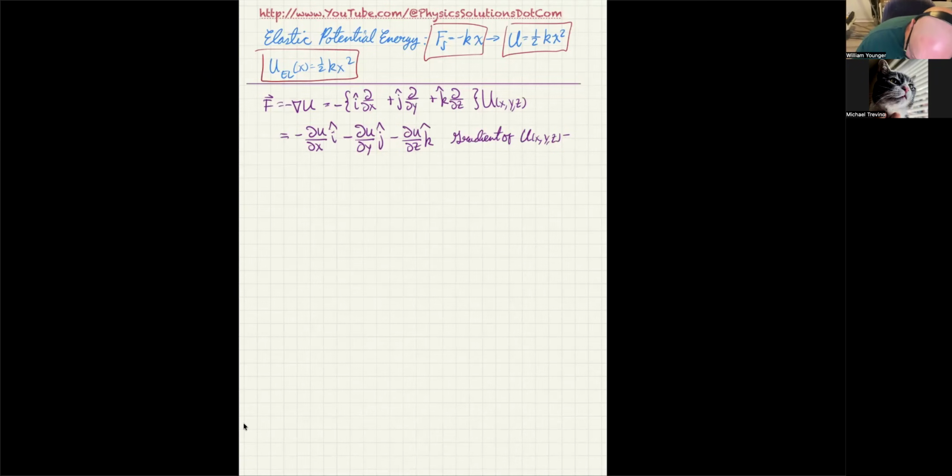And of course, the negative of the gradient of u is the actual force. So now you see what the force is. Alternatively, of course, if you wanted to compute that cross product, all this stuff right here is just called the gradient.